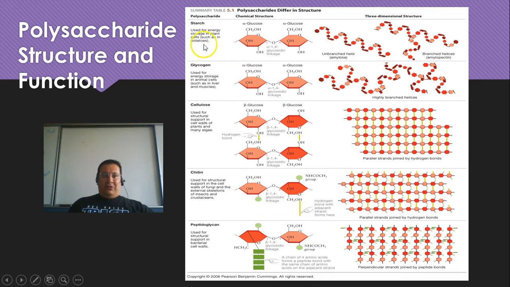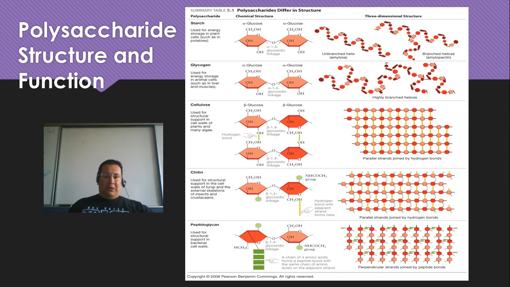So I left off on glycogen. So starch is stored energy in plants, found in potatoes. Glycogen is found in us. It's stored in the liver and muscles. And then cellulose. Cellulose is completely different. This is a structural carbohydrate. It's used in the cell walls of plants and many algae.